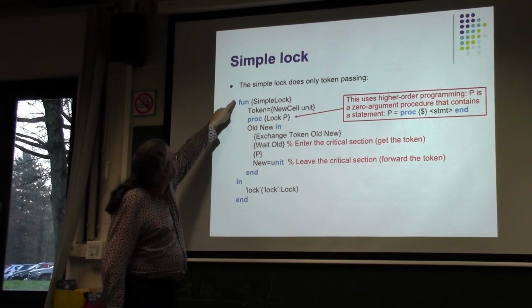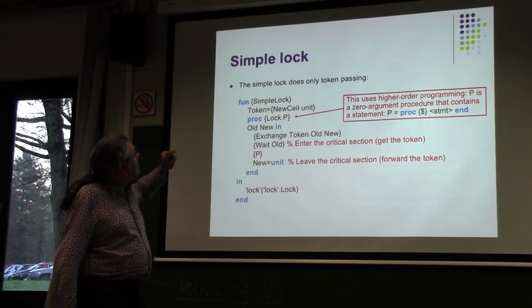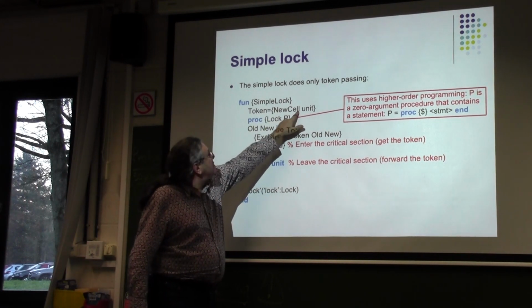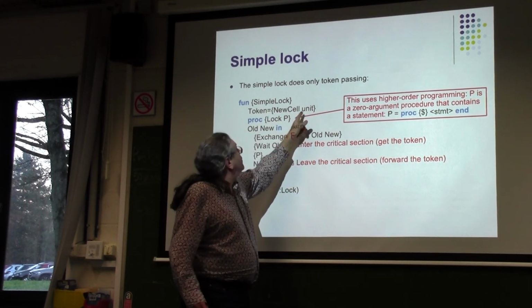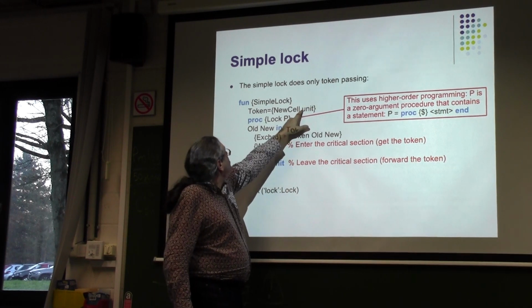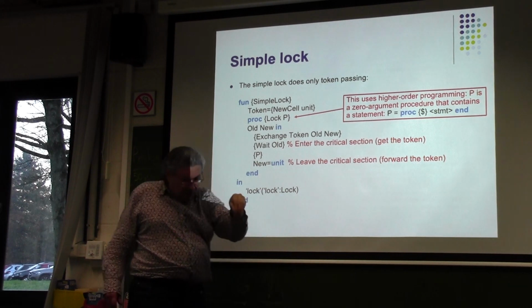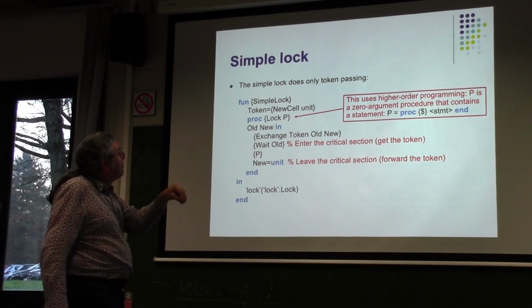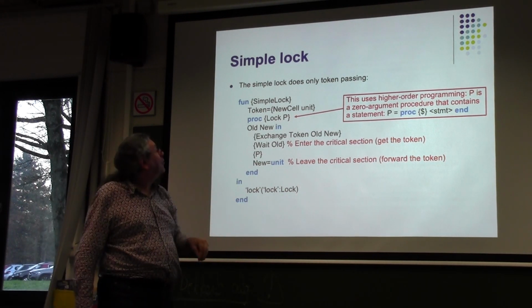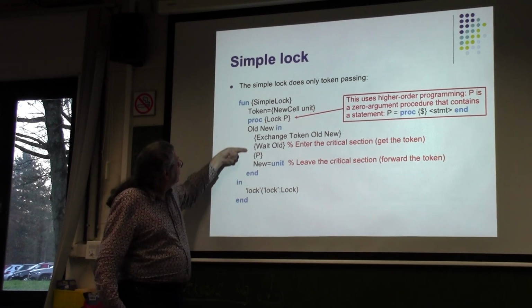Okay, so this is a simple lock. The token is here, so this is a cell. And unit is a constant, and unit means if the value of the cell is bound to something like unit, then I have the token. And here is the lock.